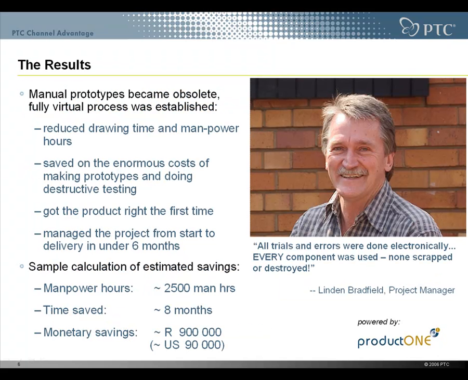In this project, GRE estimated that they had reduced their manpower hours by approximately 2,500 hours, saved 8 months in their time to market, and saved approximately 900,000 Rand using the power of ProEngineer. This was achieved by reducing the drawing time and man hours as described, saving the enormous costs of making prototypes and doing destructive testing, and ultimately getting the product right first time.